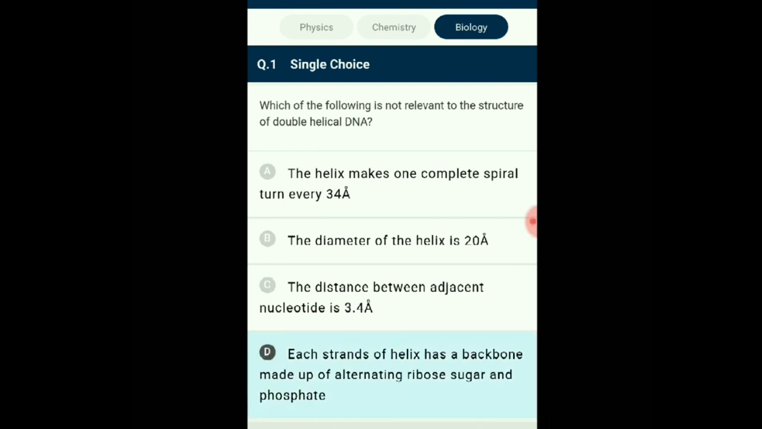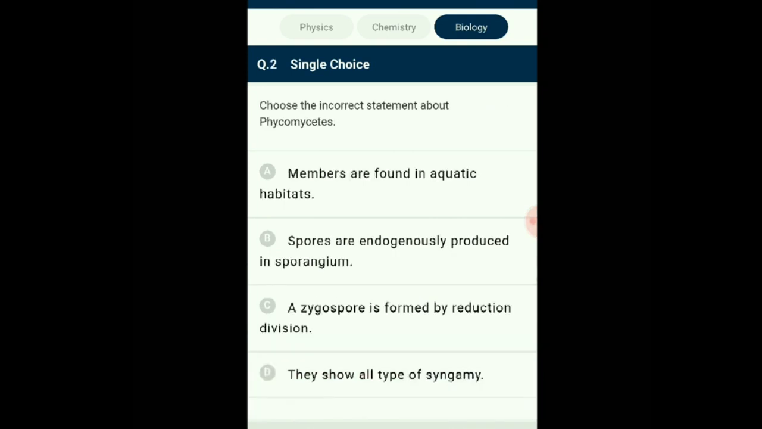Each strand of the helix has a backbone made up of alternating deoxyribose sugar and phosphate. Question number 2. Choose the incorrect statement about phycomycetes. Phycomycetes reproduce sexually and form tough zygospores from the fusion of neighboring gametangia. The gametangial contact between the antheridium and oogonium leads to the formation of the fertilization tube. So the answer for this question is option C. A zygospore is formed by reduction division. That is the incorrect statement about phycomycetes.